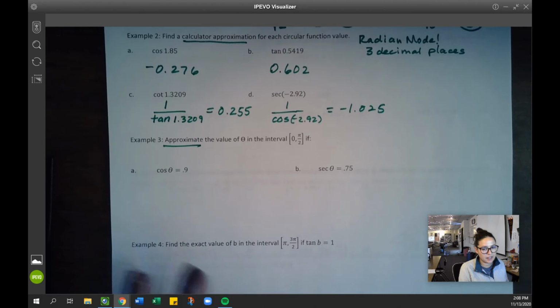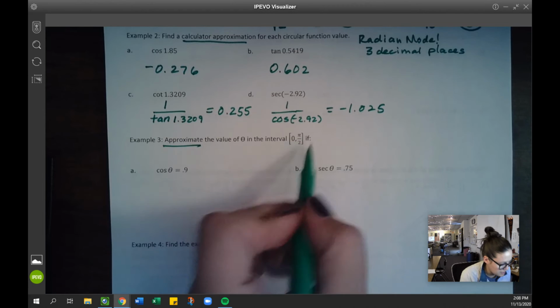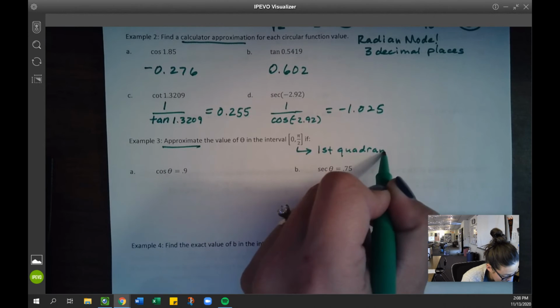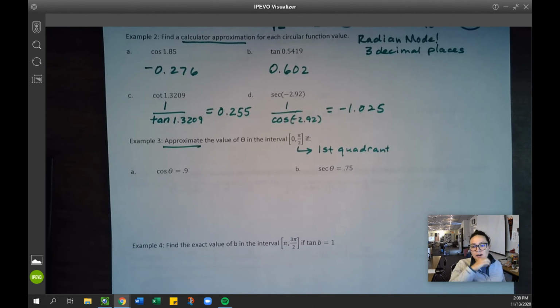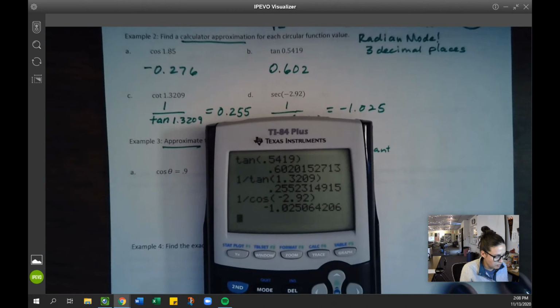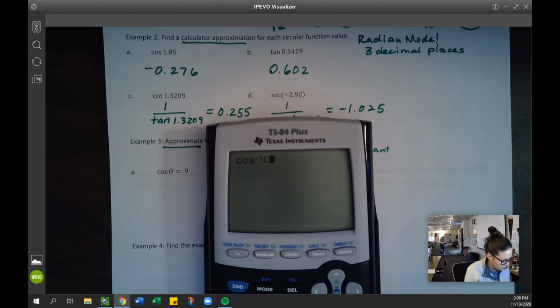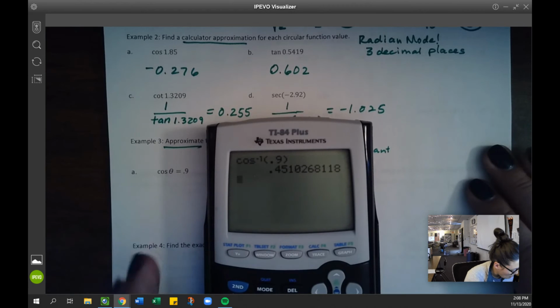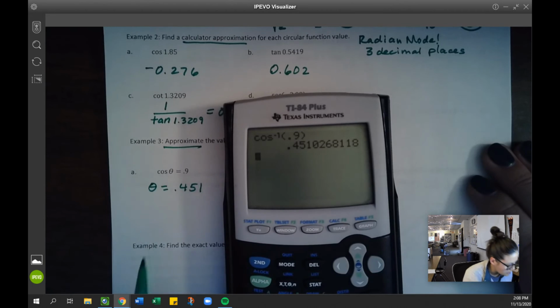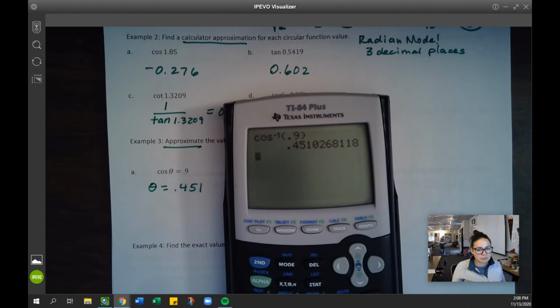Approximate the value of theta in the interval from 0 to pi over 2. So that means I'm in my first quadrant, from 0 to 90 degrees, if you want to think about it in terms of degrees. Cosine theta equals 0.9. So I'm just going to do inverse cosine of 0.9. And theta equals 0.451. And remember, this is radians, okay? 0.451 radians, not degrees.